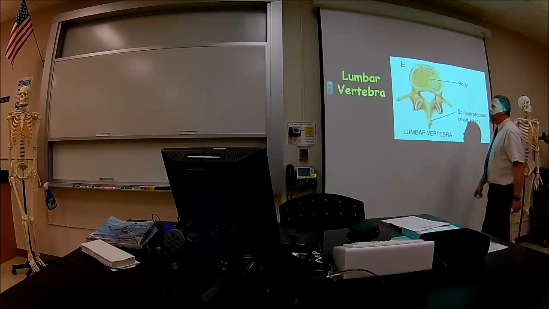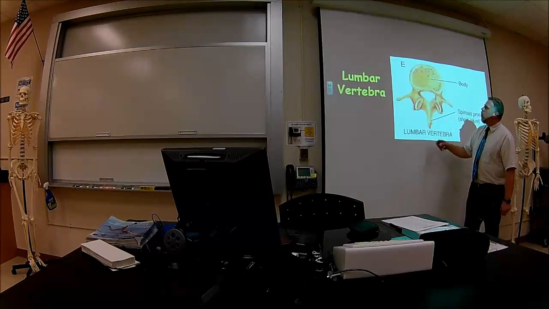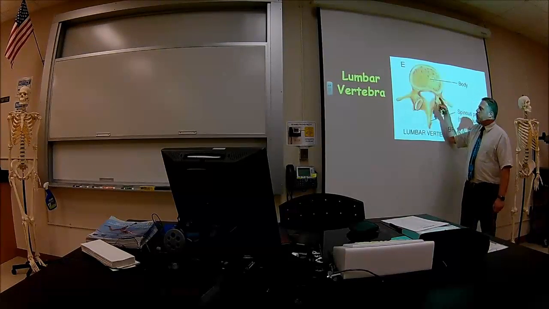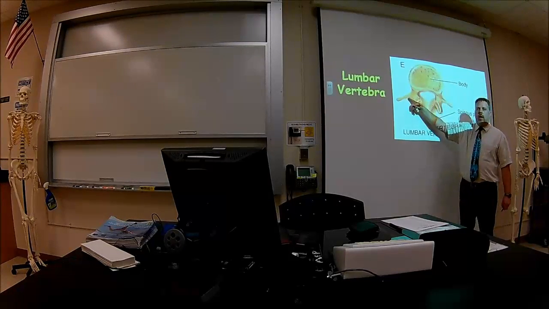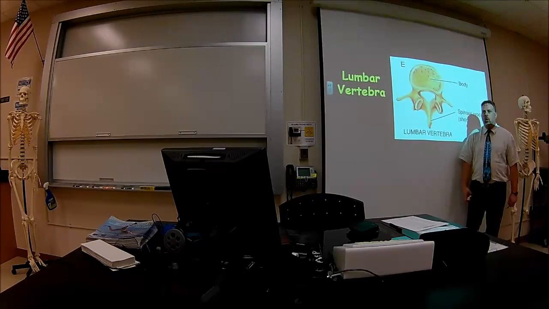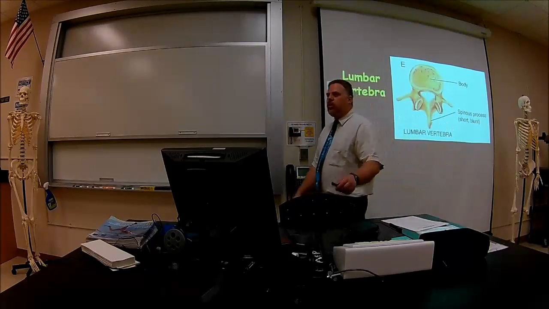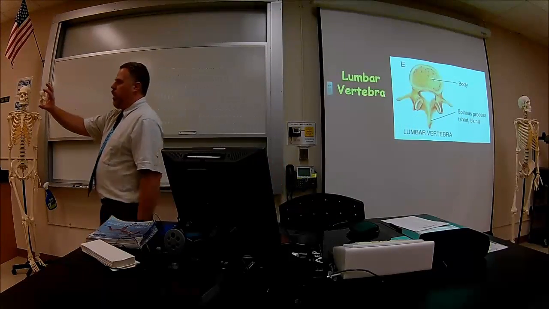The lumbar vertebra. We only got 5 of these. They're the biggest of them all, but be careful because we do have pediatric vertebrae here and you couldn't tell by size. So learn it by features. It does have transverse processes and it does have a spinous process. Its spinous process is usually short and stubby, and you can see that.